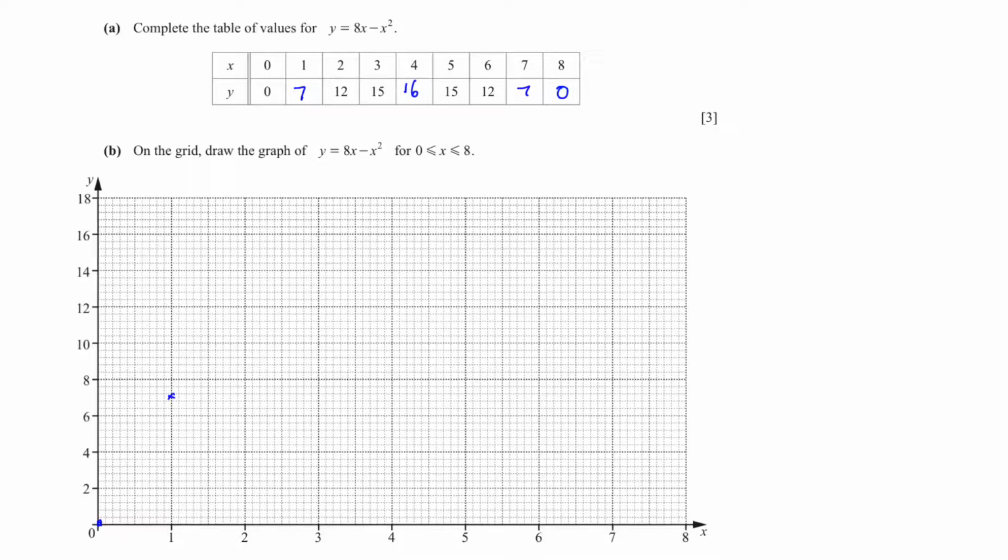When x is 2, y is 12. When it's 3, 15. 4 is 16. So this is how we plotted the points. Now we have to join them together. Try to make a nice smooth curve. Okay, so we are done.